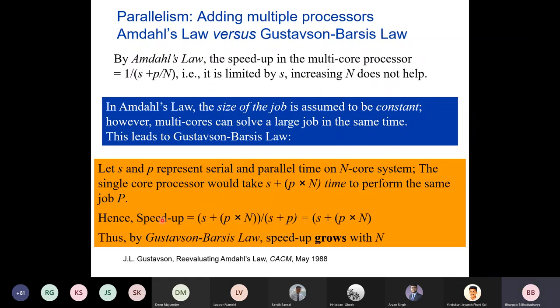So therefore, what is the speedup? This is the serial component divided by the parallel component, and it simplifies to this. Therefore, the speedup here grows linearly with N. On the other hand, in Amdahl's law, if N increases, the speedup is bounded by S. See the difference.